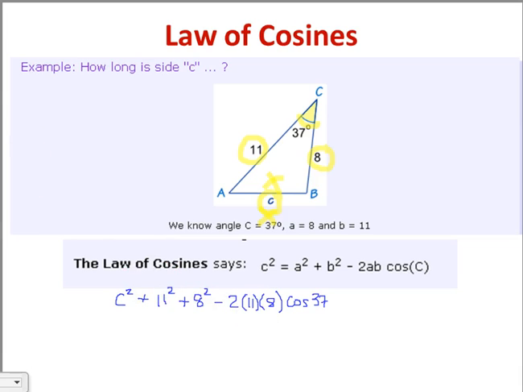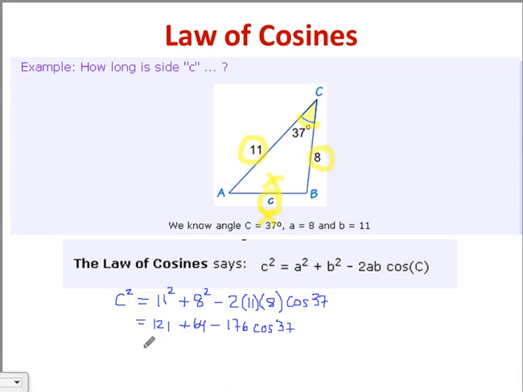C squared. Oh, I forgot the equal sign. There's that equals, not plus. That should have been equal. There we go. So let's go ahead and simplify the right side of the equation. 11 squared is 121. I know 8 squared is 64. I'm going to take away 2 times 11, which is 22. 22 times 8 is 176, cosine 37. So I'm just going to do a little bit at a time here.